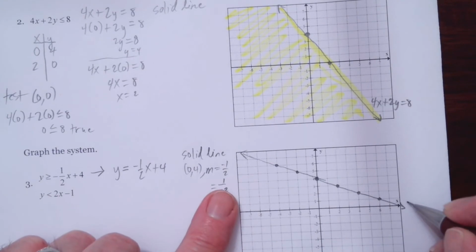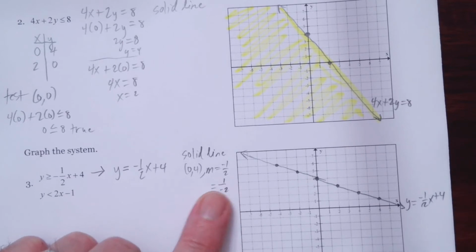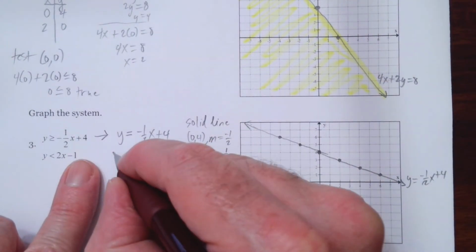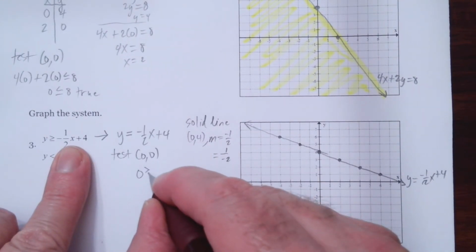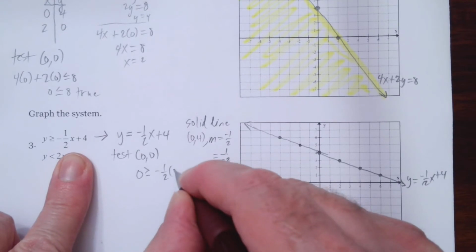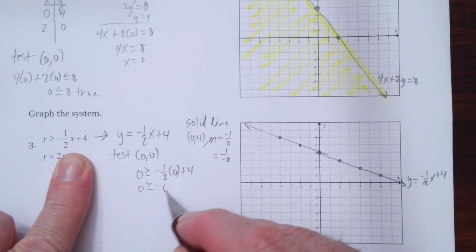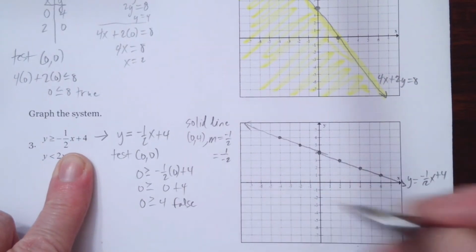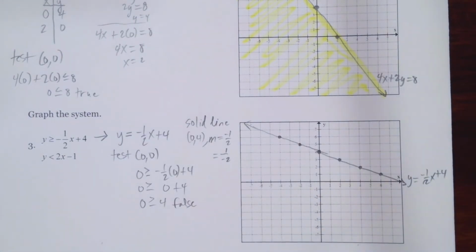Now here it's more important to label your line. You have y equals negative 1/2 x plus 4. And now we need to do the test. We're going to test (0, 0). So 0 is greater or equal to negative 1/2 times 0 plus 4. That's 0 is greater or equal to 0 plus 4. 0 is greater or equal to 4. Well, that's certainly false. 0 is not greater than 4. So we won't shade on this side. We'll shade on the opposite side.